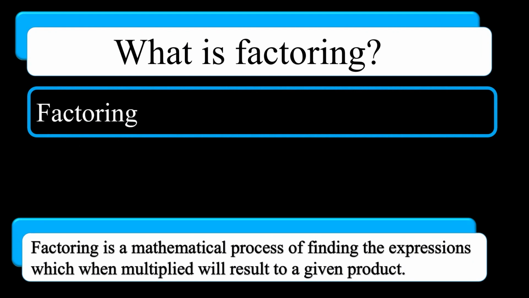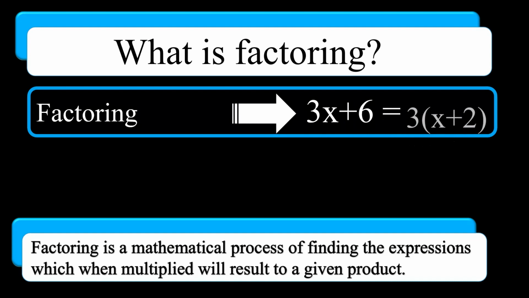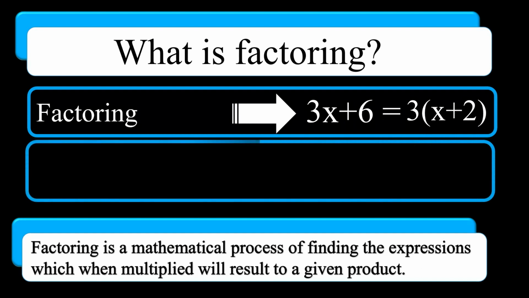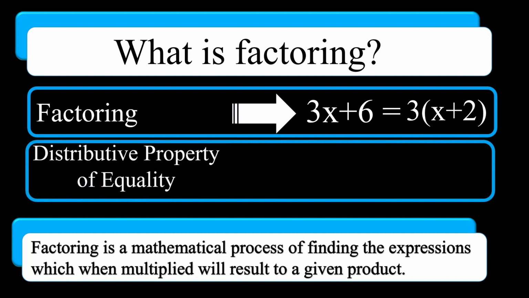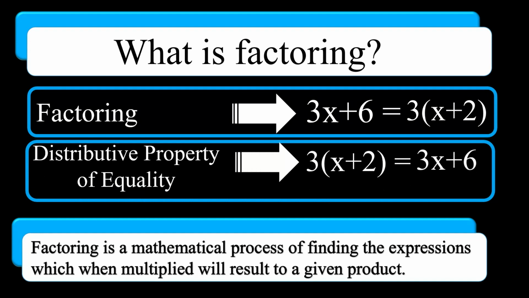So to give it more details about this, yun na yung idea niya. Ang factoring yun, given ang product. For example, 3x plus 6 ang product na to. Ang iyang factors is the 3 and the x plus 2. Ang reverse niya kay tawag na to distributive property of equality. Given ang duha ka factors, ang 3 ug ang x plus 2, ang result niya og 3x plus 6.